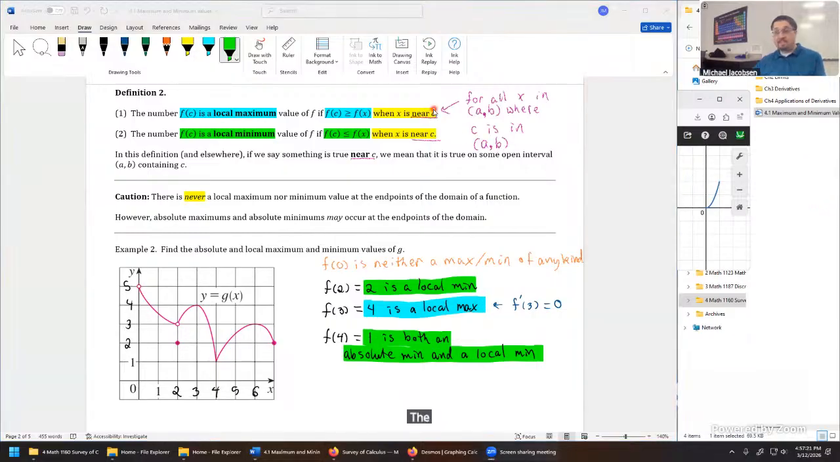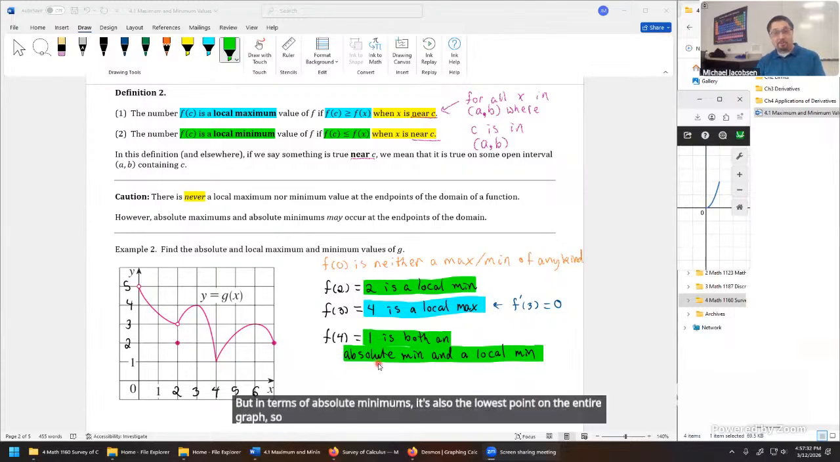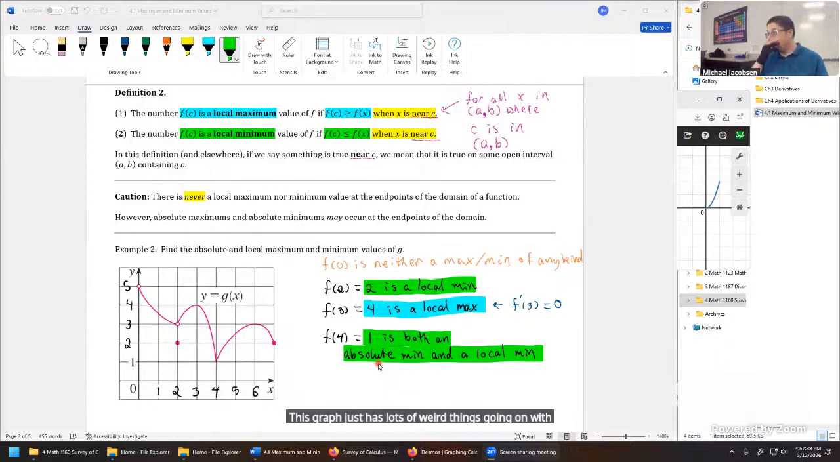The definition, again, still works if you're in an open interval around 4. That's the lowest point. But in terms of absolute minimums, it's also the lowest point on the entire graph. So it's also an absolute minimum at the same exact time. This graph just has lots of weird things going on with it.